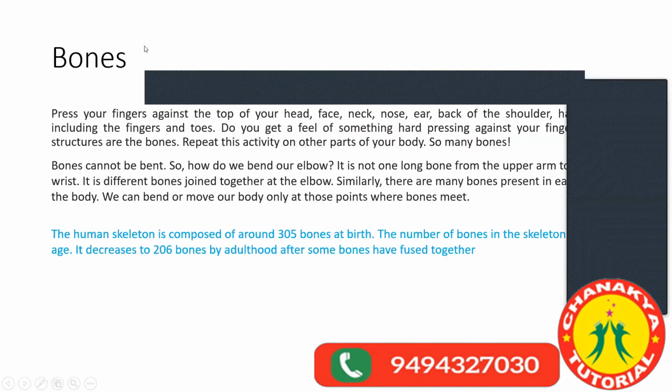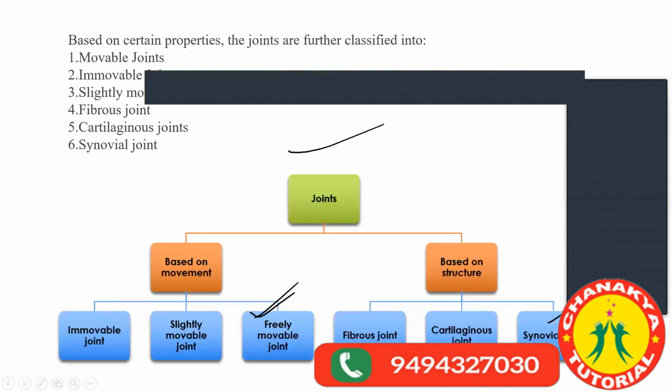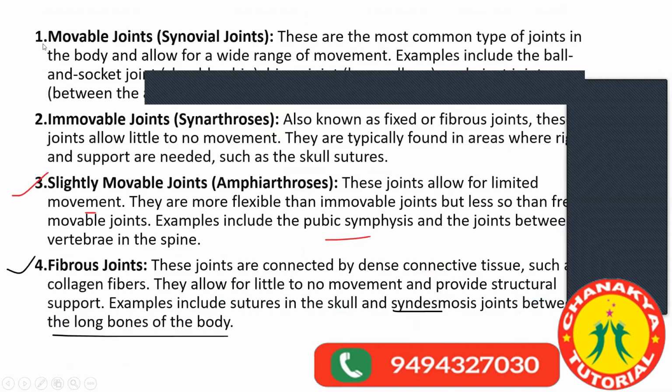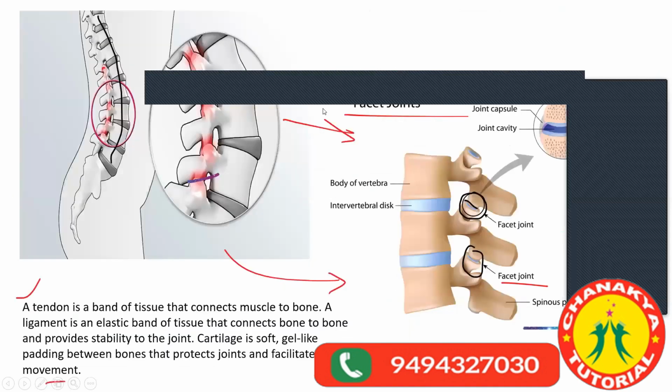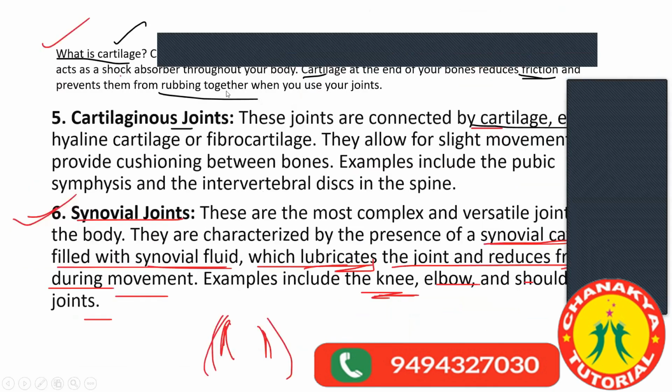Bhavesh's part. You will start with the bones part, Bhavesh. You'll explain what bones are. You can completely explain all these slides, and then you will start with the femur, and then the types of joints: movable, immovable, slightly movable, fibrous joints. Then you will explain what facet joints are, and all these diagrams, syndesmosis, and then explain what cartilage is and everything.